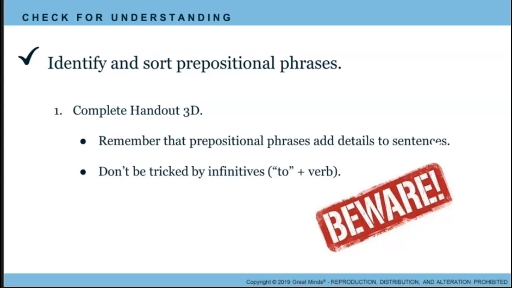It is not followed by a noun, like to gather or to find. To is a preposition, but gather is a verb and find is a verb. So even though to is a preposition, if it is not followed by a noun, it is not a prepositional phrase.